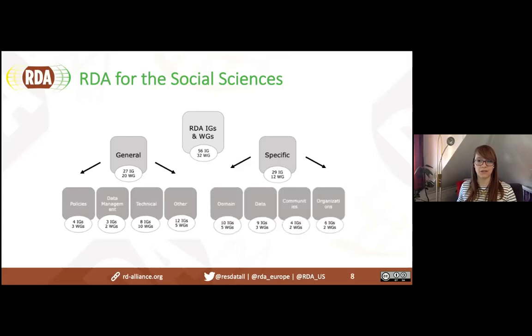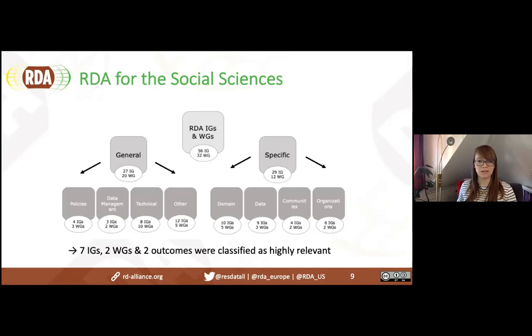And on the other side, you have these specific groups, which could be either specific for a particular domain, such as the social sciences, or specific for a particular type of data. For instance, I think there's an interest group or a working group on rice data, or data concerning rice. It could be specific to particular communities, for instance librarians or other communities, or specific to particular organizations, for instance repositories. So this was the first categorization that we did for this report to structure the analysis that we did for the social sciences.